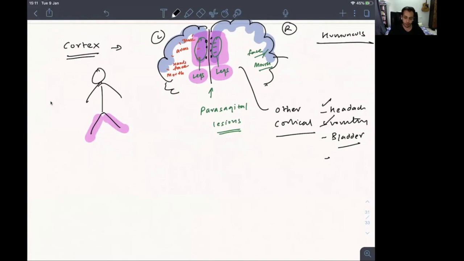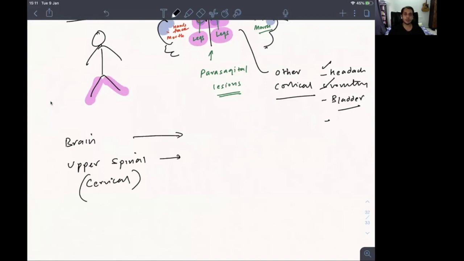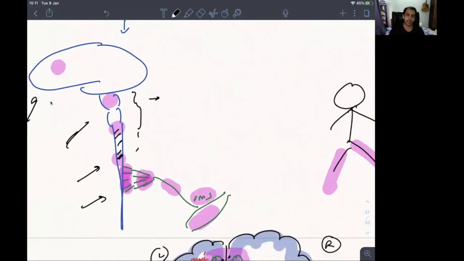But the main thing to remember is that if it is a cortical involvement, you may have headache and vomiting. Now coming down, you reach your brain stem or upper spinal cord, that is your cervical spine. In both of these, the brainstem and the upper cervical cord, you can have a lesion that starts off as paraparesis, but eventually as the lesion progresses, there will be involvement of your upper limbs as well.